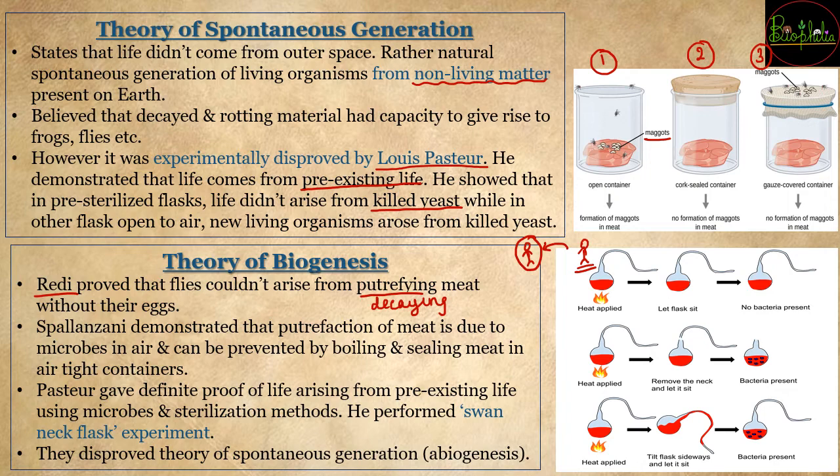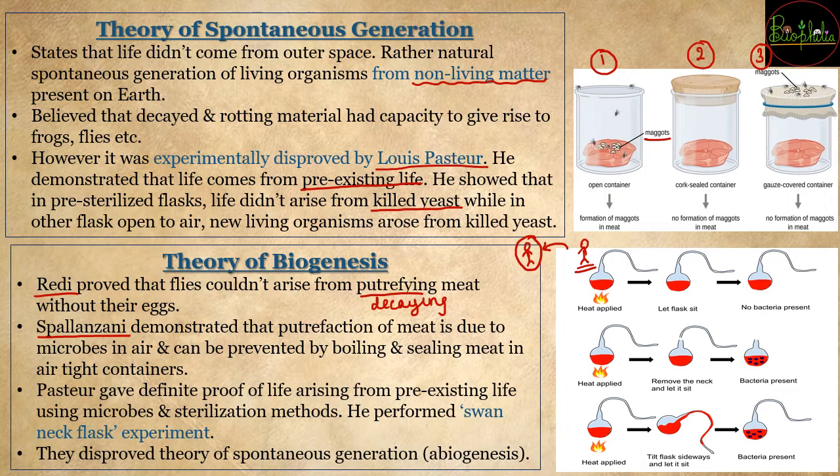Then there was another scientist, Spallanzani, who demonstrated that putrefaction of meat, that is decaying of meat, was because of the microbes in the air, and it can be prevented by boiling and sealing the meat in airtight containers. Again, this scientist got deviated from his motivation. He was supposed to tell how life came, but instead what did he tell? How to protect the meat from getting decayed. That is not what we wanted. We wanted how life came onto this planet. So again, that was not accepted.